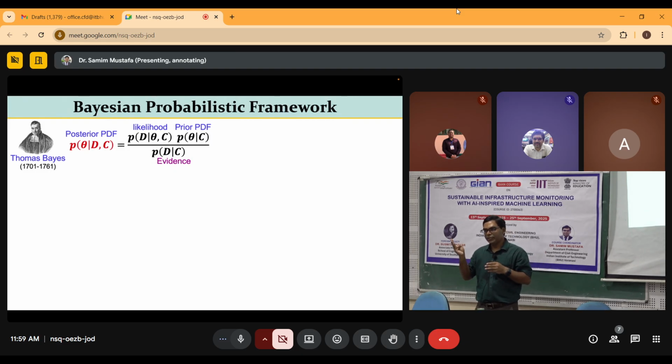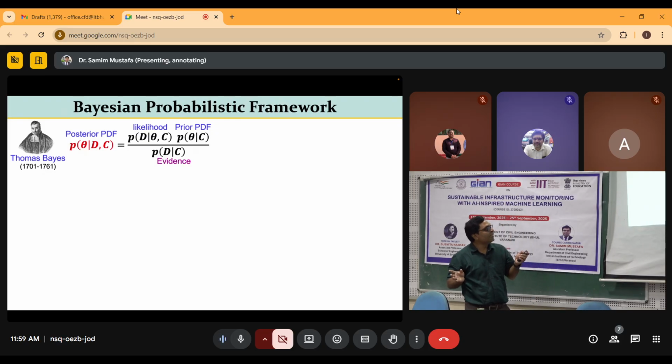It could be any stiffness, it could be a mass parameter, a damping parameter, or some parameter like bearing stiffness or some other thing. Whatever you are considering as uncertain, meaning not matching with the actual structure, that is the theta.